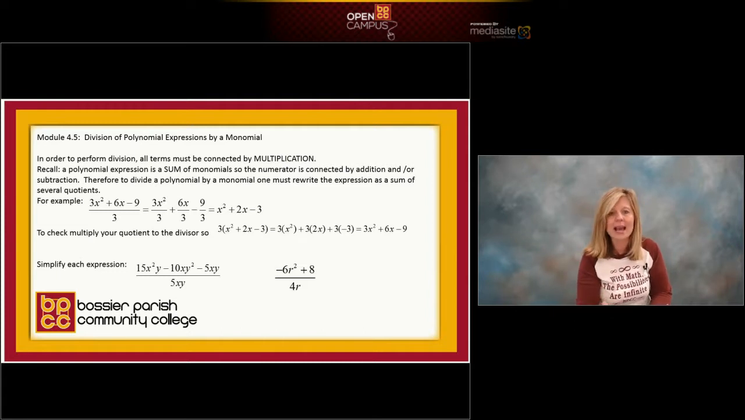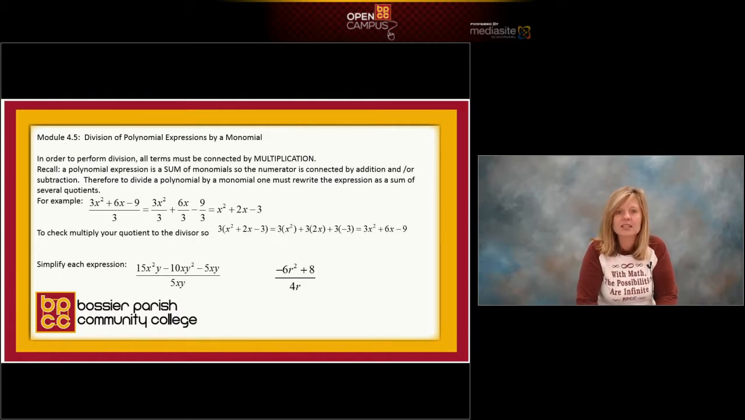Once you rewrite it now, we are connected by multiplication because 3x squared is a monomial. 6x is a monomial. 9 is one term, it's a monomial. And now we can divide each of those individual monomials by 3. And here we go. 3x squared divided by 3 would be 1x squared. Do we need to write 1x squared? No, we've already discussed this. You never write in algebra a coefficient of 1. So we just write good old x squared.